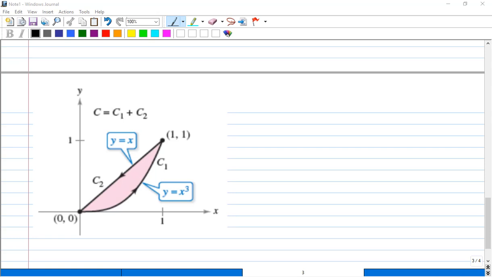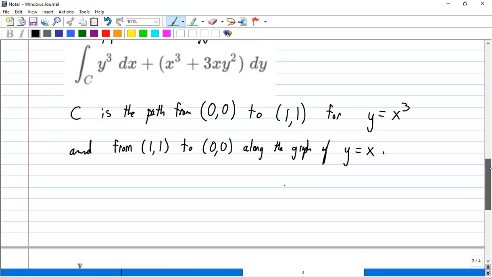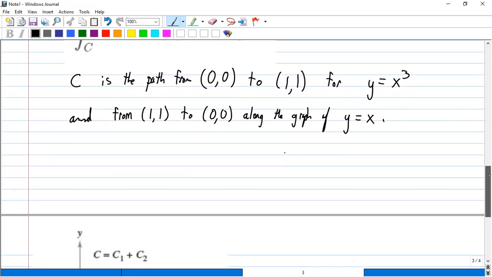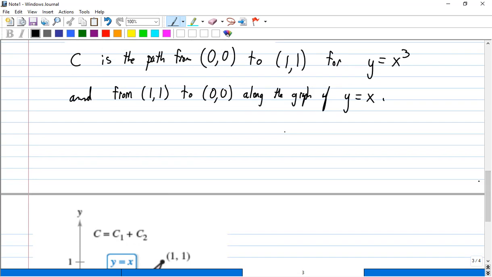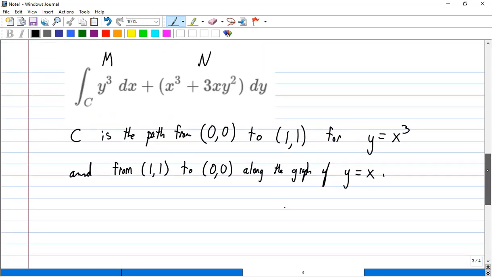All right. So what is the partial derivative of M with respect to y, and what is the partial derivative of N with respect to x? We need those. So you see your M and your N. The partial derivative of M with respect to y is 3y squared. The partial derivative of N with respect to x is 3x squared plus 3y squared.